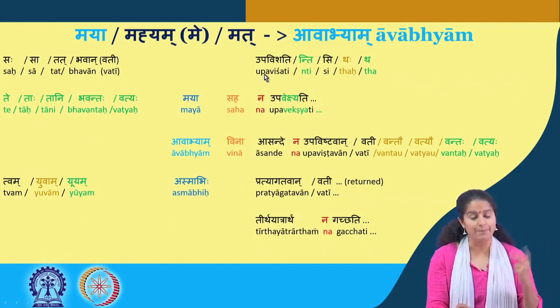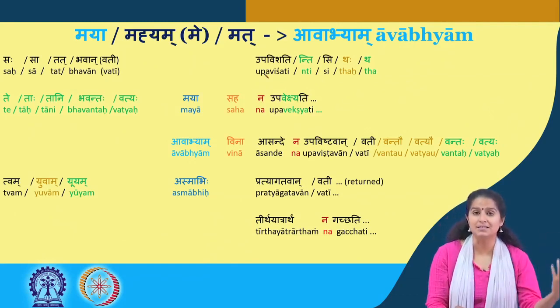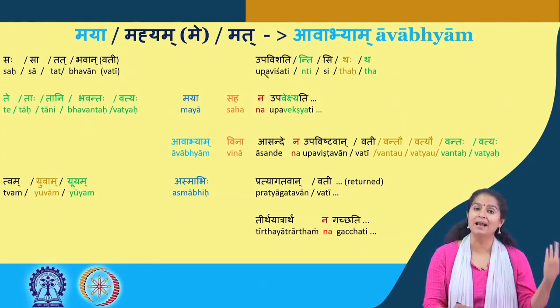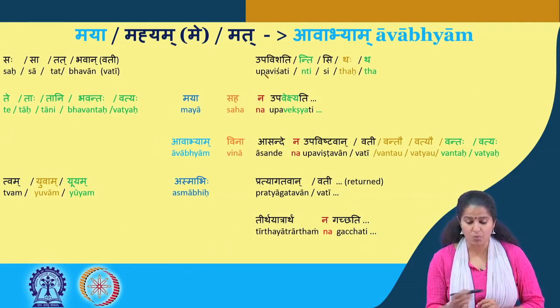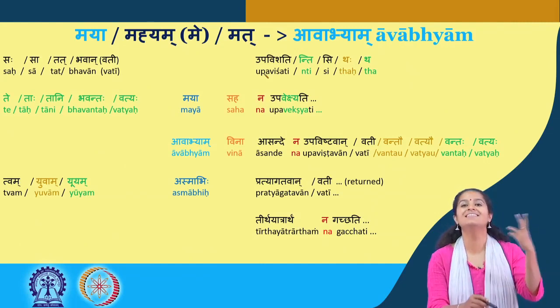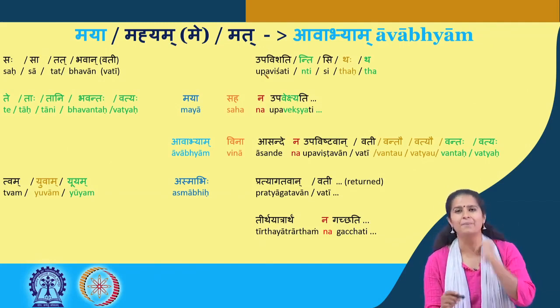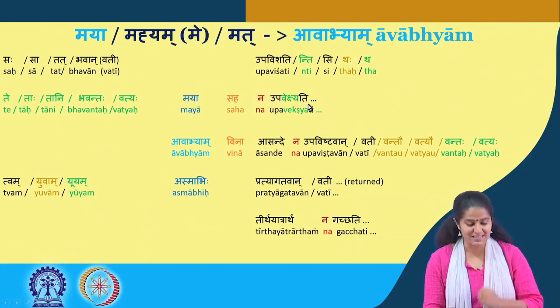Saha avabhyam saha upavishati, saha asmabhihi saha upavishati. So avabhyam and asmabhihi saha upavishati. In the future, what happens? Saha maya saha upavekshyati. In the dual, saha avabhyam saha upavekshyati. Plural, saha asmabhihi saha upavekshyati. Uttamam. Let's do the past tense.